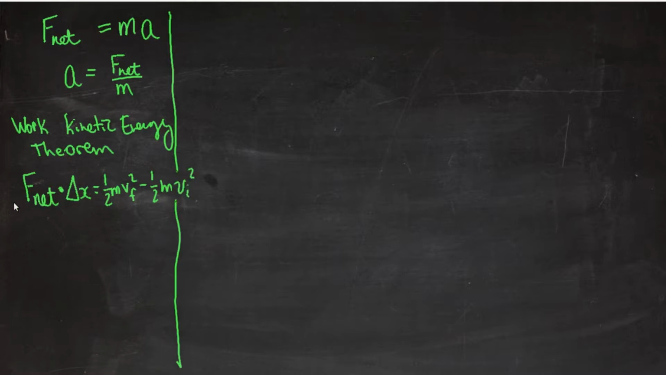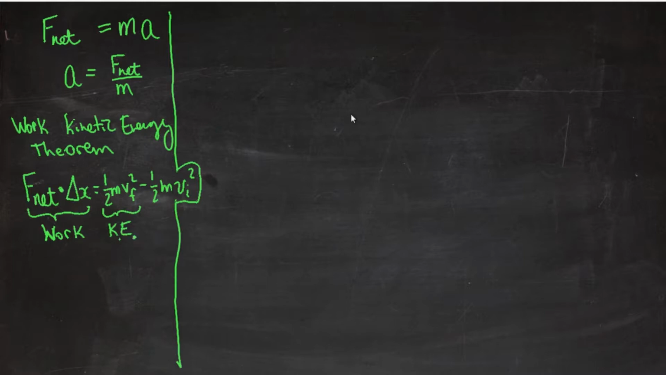And I'm claiming that these two methods are totally equivalent. They'll give us all the same information. Just using this work-kinetic energy theorem sometimes will save us quite a bit of work, and this quantity, force times displacement, is called work. So work causes a change in kinetic energy. This quantity, 1/2 mv squared, is called kinetic energy.